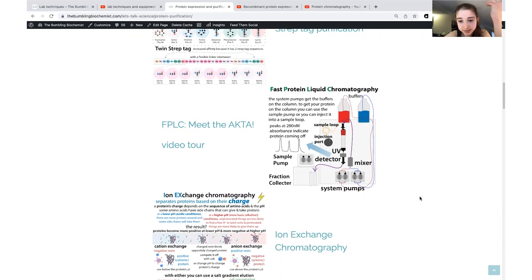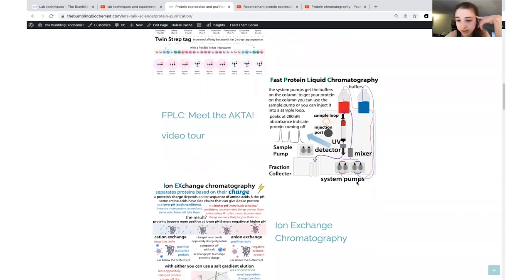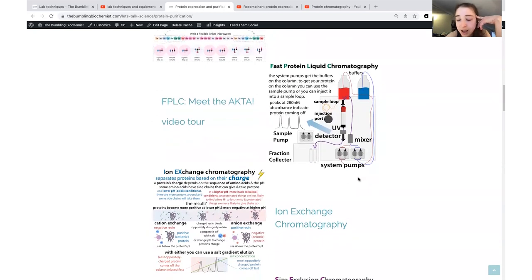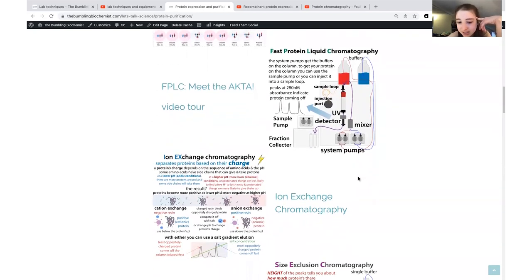You can use them on this ÄKTA or another FPLC machine. Basically, this sends the buffers traveling through the columns and then out through a UV detector. Remember, proteins absorb UV light, so you can see the proteins coming off. Then they go into a fraction collector. You can look at where the peaks were and collect the fractions that corresponded to the protein. In addition to using this for these affinity methods, you can also use it for other types of methods, such as ion exchange, which I guess is a kind of affinity method, and size exclusion.